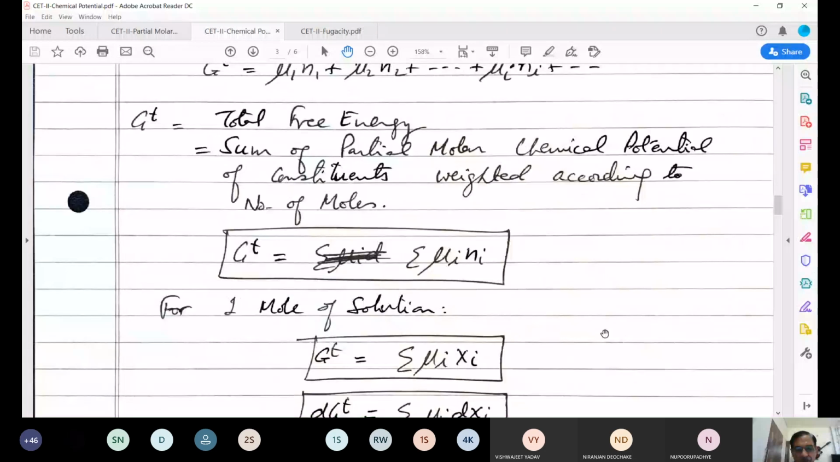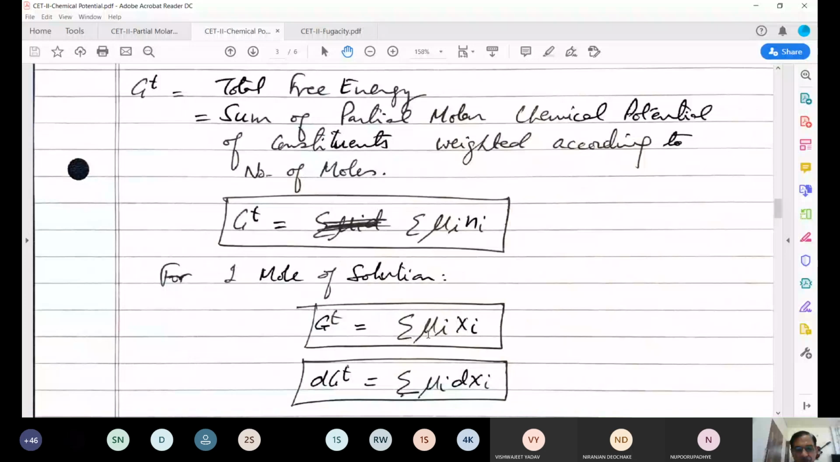So we have two equations now. Gt is equal to summation of mu I Xi, or dGt is equal to summation of mu I dxi. We had done a similar thing for partial molar properties last week. The derivation is similar. The thing is now it is chemical potential.